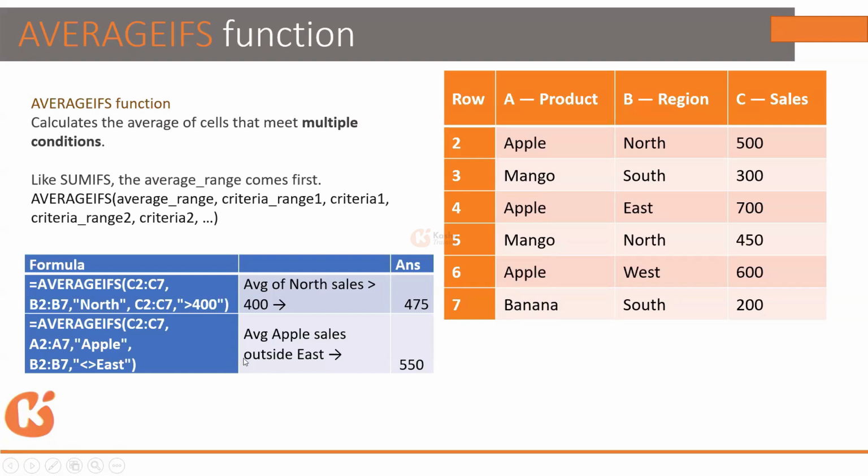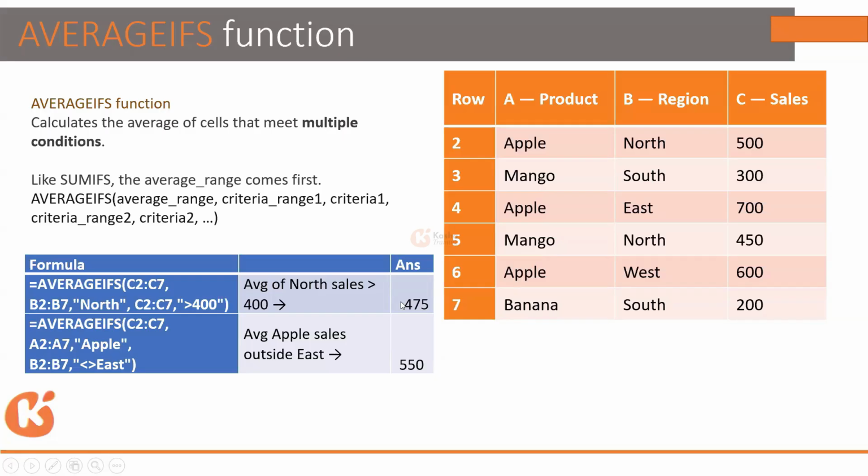Then another formula is average Apple sales outside East. We want to figure out the average Apple sales outside the East region. Because there are multiple conditions here, we use AVERAGEIFS with C2 to C7, then A2 to A7 to find the apples, and then B2 to B7 for outside the East region. Whatever is outside the East region, it will calculate everything and give you the mean. The answer is 550.